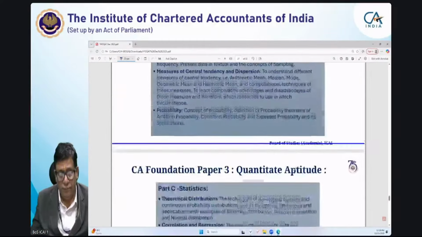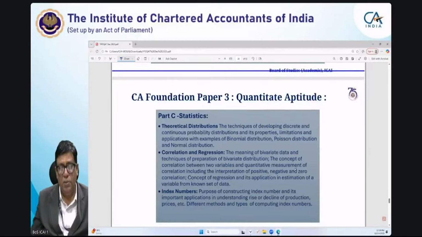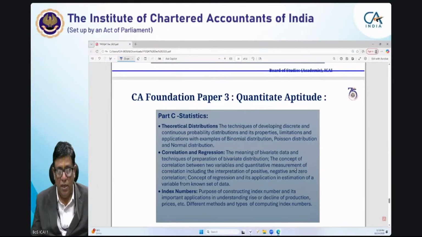from the exam point of view. Next, theoretical distributions, where the techniques are discrete distribution and continuous distribution, and the properties, limitations and applications of binomial distribution and normal distribution are very important.